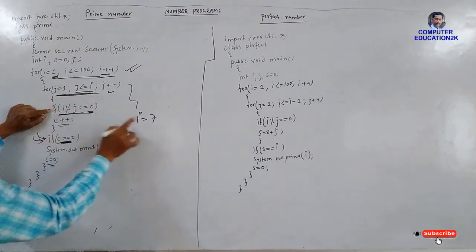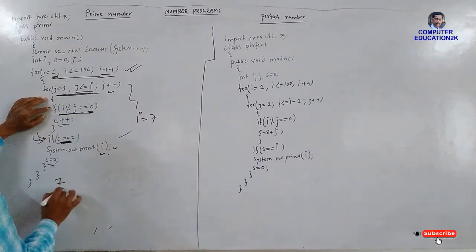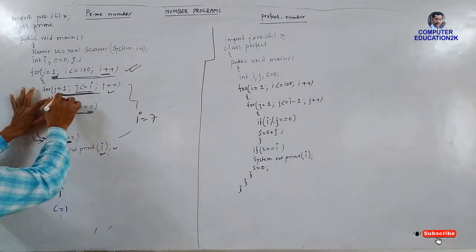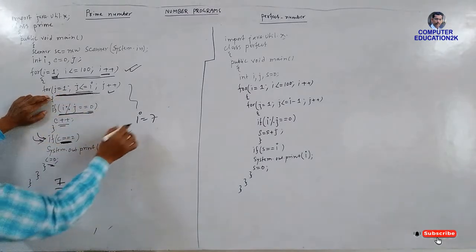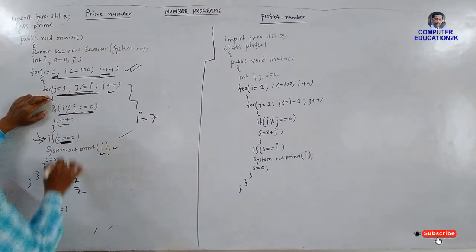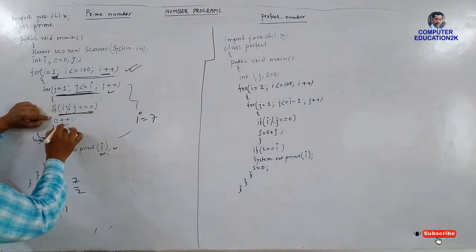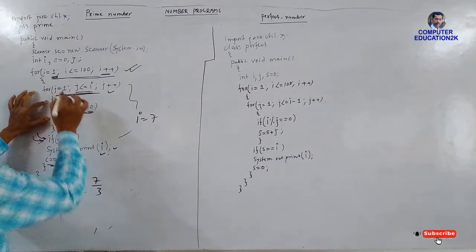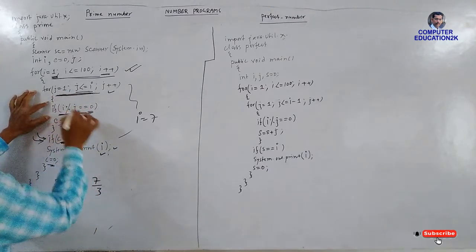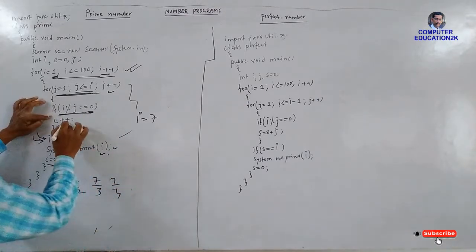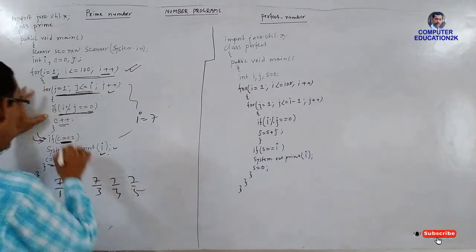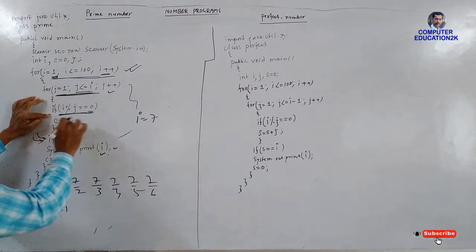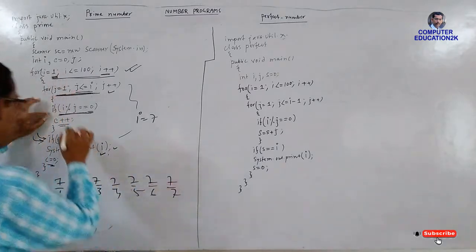So you can see here I is what? 7. J is 1. So 7 by 1. Is it going? Yes, going. The value of C will increase. C will become 1. Then the value of J will be 2. But I is 7. 7 by 2 is going, not going. The condition is false. Then C will not increase. Okay. Then 7 by 3, not going. C will not increase. Then 7 by 4, not going. C will not increase. Then 7 by 5, not going. C will not increase. Then 7 by 6, not going. C will not increase. And then 7 by 7 is going.